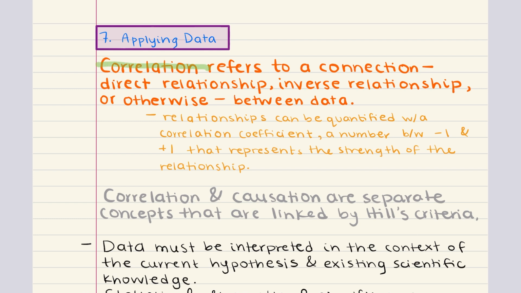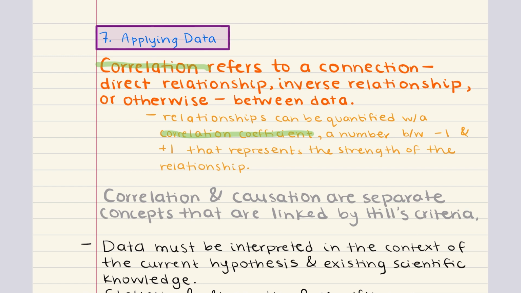Correlation refers to a connection or relationship between two variables. This relationship can be direct, where both variables increase or decrease together. It can be inverse, where one variable increases while the other decreases, or it can be more complex than that. Correlation is often quantified using the correlation coefficient, which is a value between -1 and +1 that describes the strength and direction of the relationship.